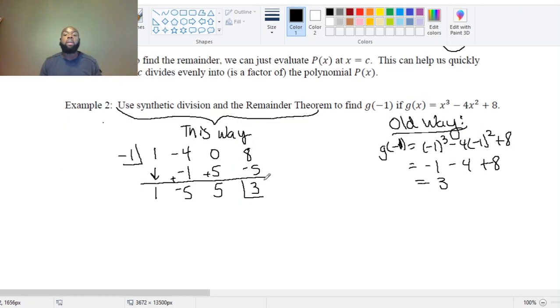The function value is your remainder. Notice my remainder here is 3, which means g of negative 1 equals 3, which is the same thing I would have gotten had I done it the old way, right? So that gives us a way to determine what the remainder is when I divide a polynomial. So for one, we get that the remainder is what I get when I evaluate the polynomial at c.